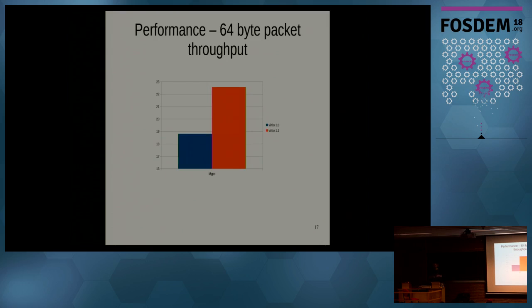So I think we can conclude that virtqueues as defined in 1.0 are not an optimal data structure for host-to-guest communication and also not perfectly defined for an easy implementation in hardware. And we're trying to make this better with Virtio 1.1.